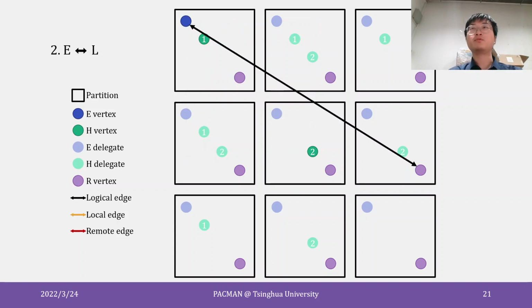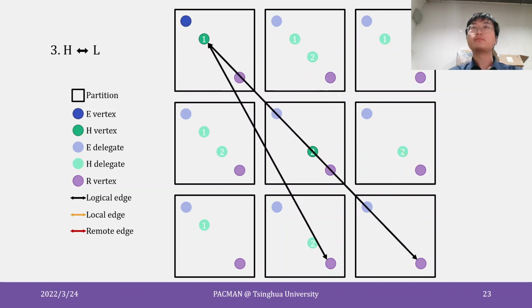The second type is between E and L. As the owner of L always has a local delegate for the E vertex, we simply use a local edge to connect the E delegate and the L vertex. The benefits are pretty much the same as in degree-aware 1D partitioning. The third type is between H and L.